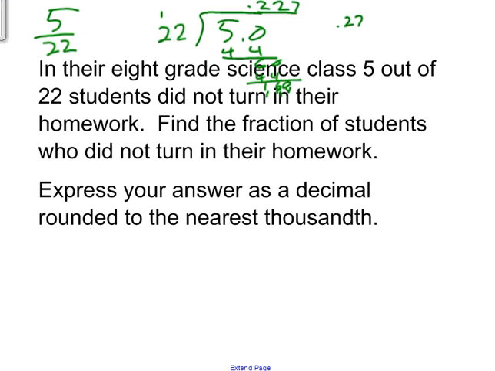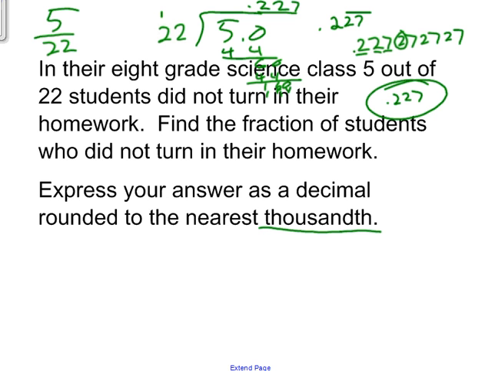I'm sorry, I miswrote that. It is 0.227 with a bar over the 27. That means it is 0.2272727 and so on. I'm going to round this to the thousandth place. This is the tenths, the hundredths, the thousandths. The digit beyond is less than 5, so therefore I round down. 0.227 is my answer.